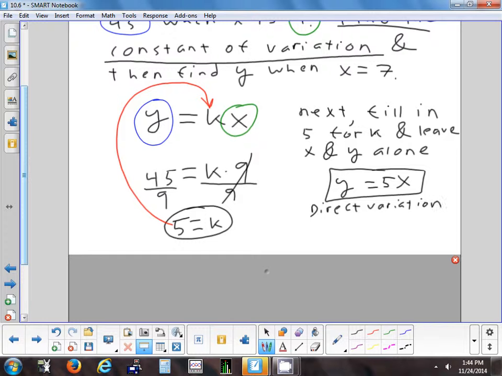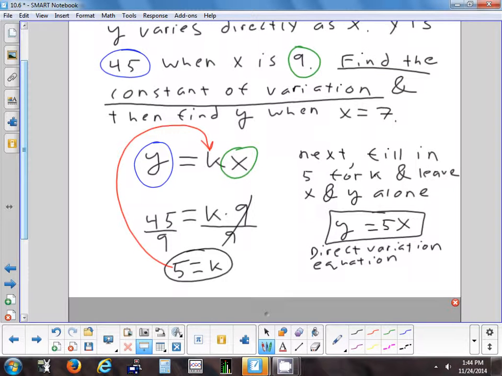This is your direct variation equation. If you're not sure, just watch it, and we're going to do some examples. So y equals 5x is your direct variation equation. Any question how we got that? We found k, and then you fill it in using the steps right there. Now the last part. What does that last part say to do? Find y when x is 7. Now if you didn't know k, you couldn't do that. But we already found k. We have our equation. So how are you going to find y when x is 7?